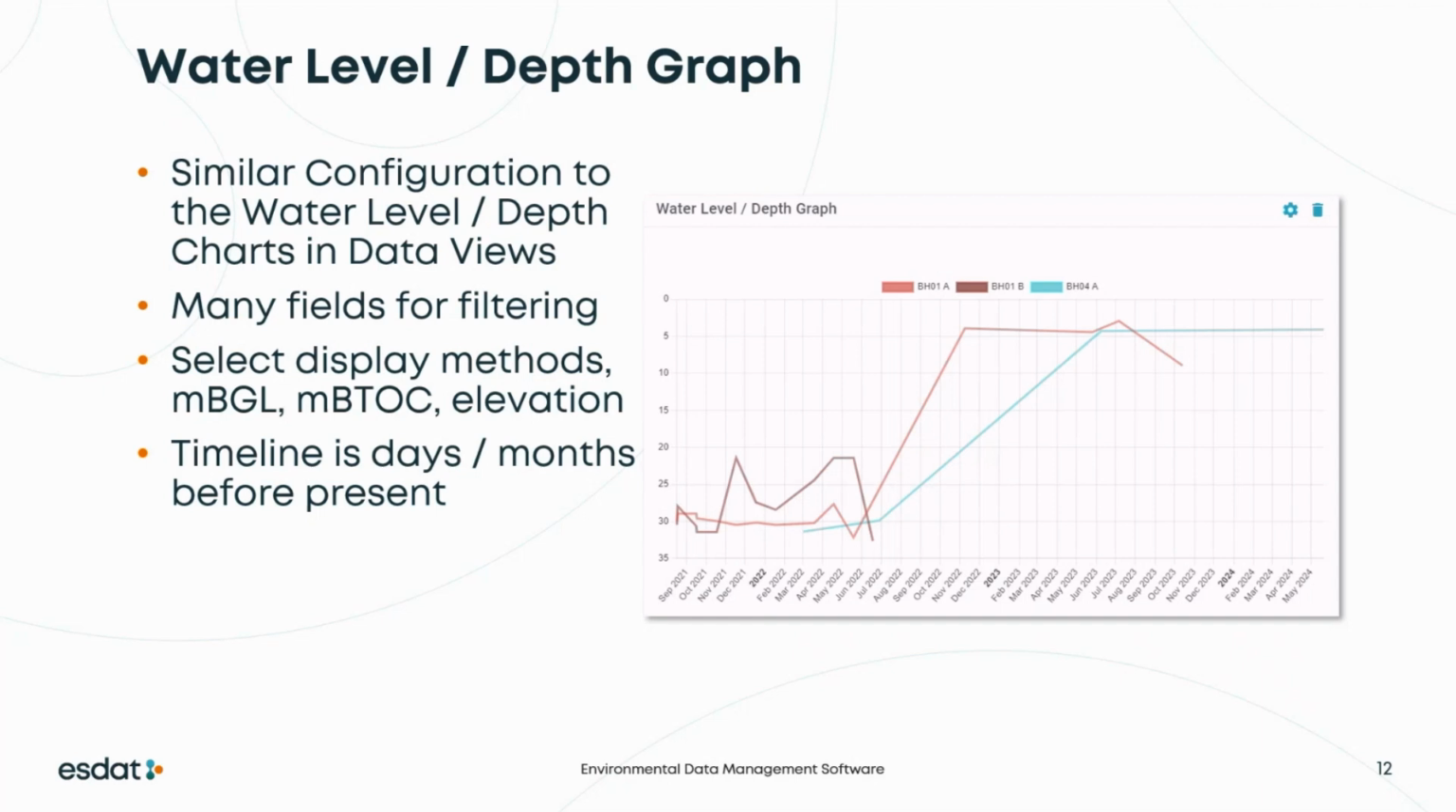So these are very similar in their configuration to the water level or depth charts in the data views. You have a few different fields for filtering, which I'll show you shortly. Again, you can select your display methods, as I mentioned, and the timeline is days or months before present. So these are meant to be fairly dynamic.